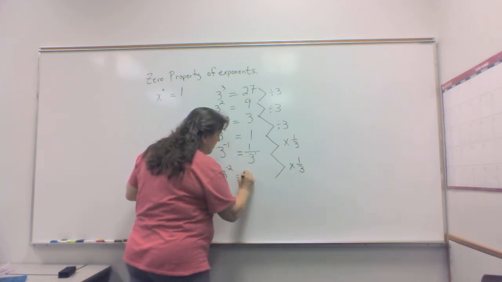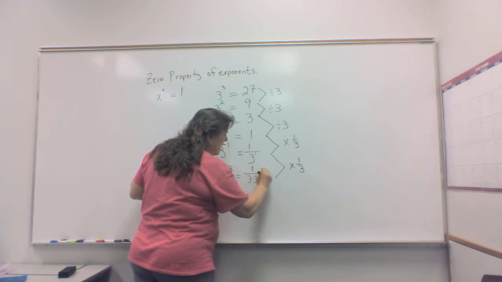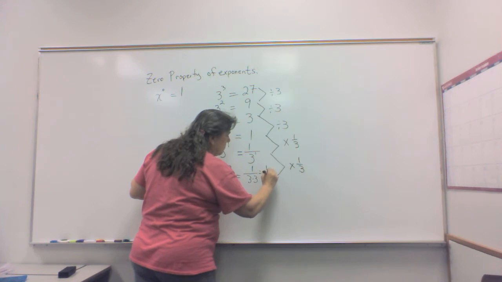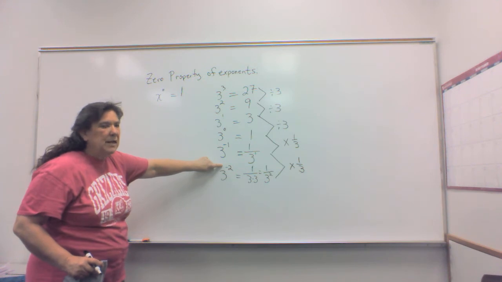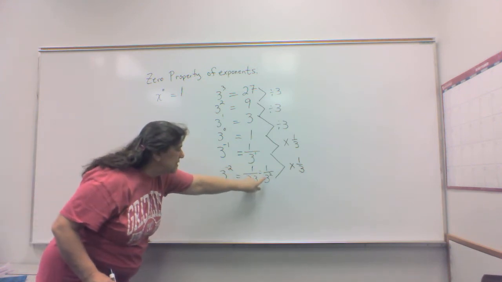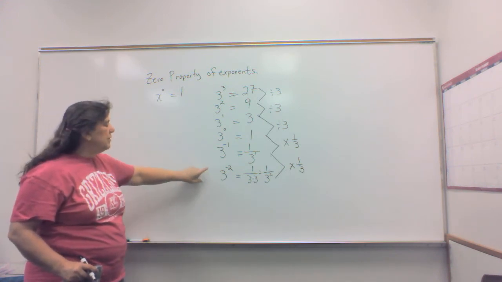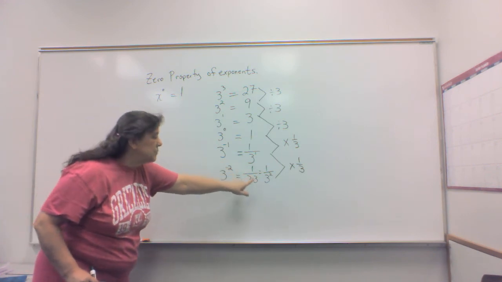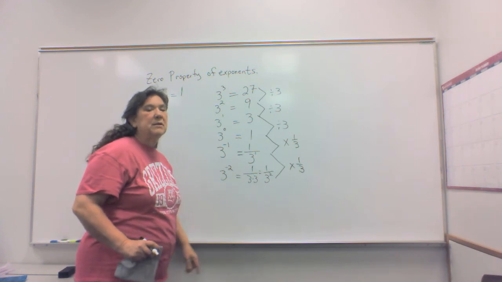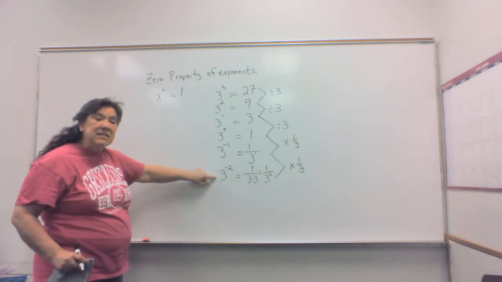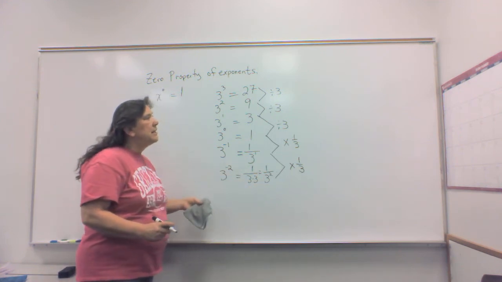1/3 times 1/3 is going to be 1 over 3 times 3, which is the same as 1 over 3 to the second power. Notice what happens when you have a negative exponent. It becomes the reciprocal of it, putting 1 over 3 to the second power, with your 3 to the negative 2 becoming 1 over 3 to the 2. Notice you lose your negative by doing the reciprocal. It doesn't make the answer negative. It makes it a reciprocal answer. So that's a really important thing to see.